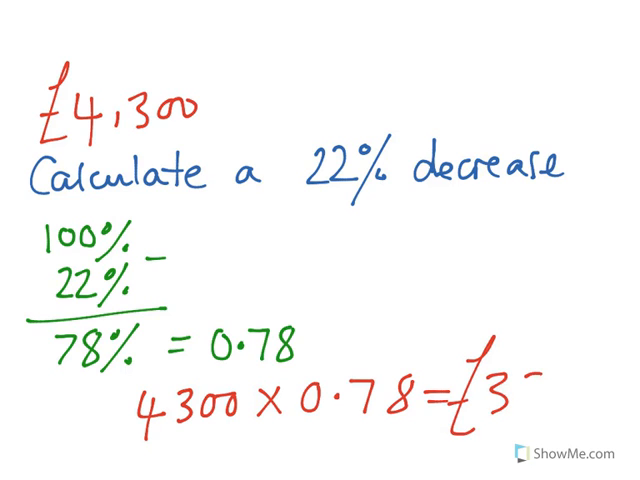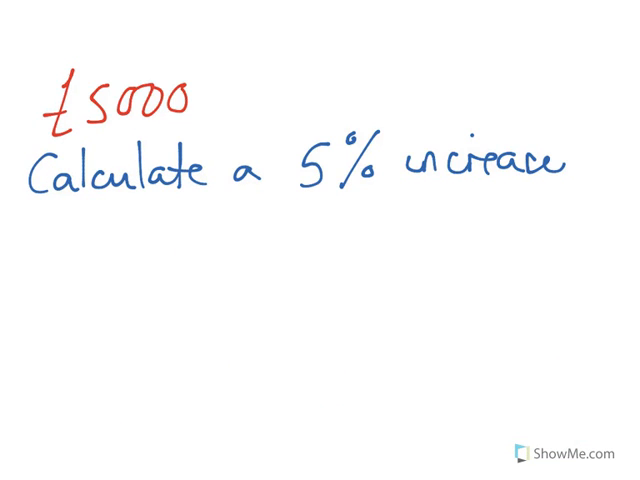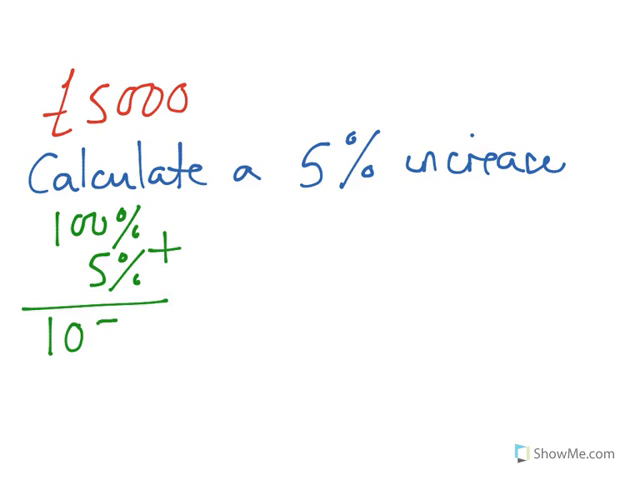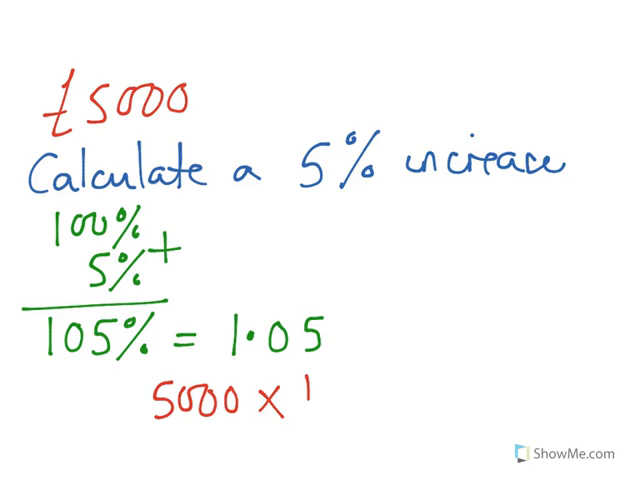So my answer comes out at 3,354. And another one, so this time calculate a 5% increase. So we start off with 100%, and it's an increase, so we'll be adding on 5%. So I need to look for 105%. I need to times by the decimal equivalent, 1.05. So I start with my original amount and times by my percentage multiplier, which gives me a final answer of 5,250.